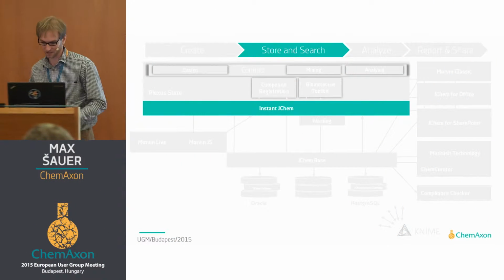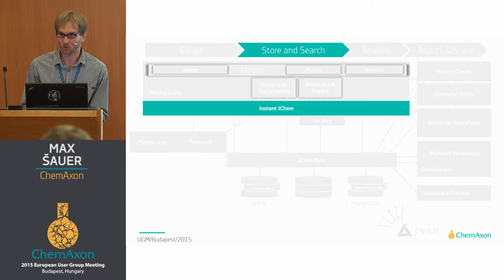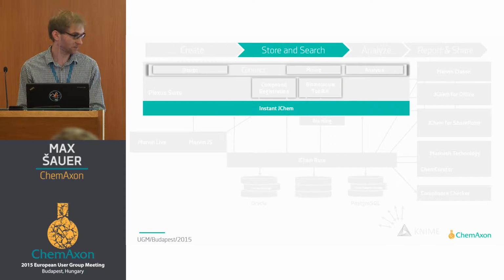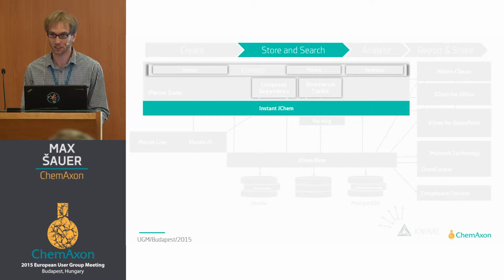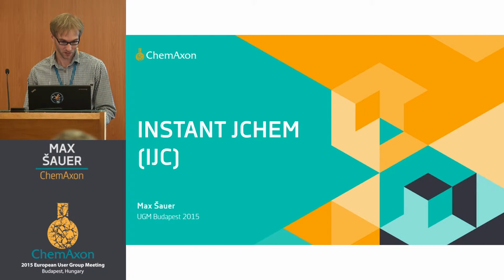As you have already seen, we are now moving to some integration solutions. I'm going to present two of our products here. The first of them is Instant JChem, and the second would be the core module of our Plexus Suite product, and that's the Plexus Connect. So let me move on.